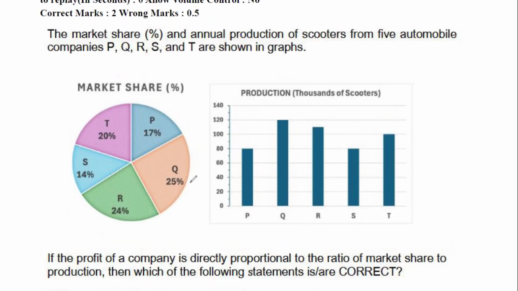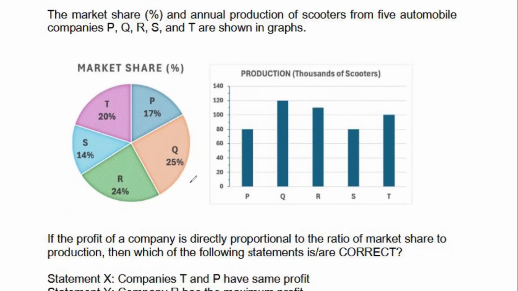So now here's the question. It says the market share, that is this part, and annual production of scooters from five automobile companies, P, Q, R, S, T, are shown in the graph. Now they're saying if the profit of a company is directly proportional to the ratio of the market share to the production. So suppose if I take P, it will be 17%. I'm ignoring the percent. P's production is given out here, which is 80. So I'm ignoring the 1,000 also.